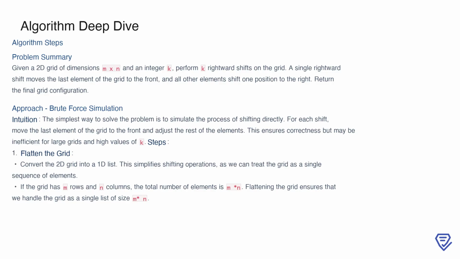The brute force approach to solve this is straightforward: simulate the shifting process directly. The first step in this approach is to flatten the grid. By converting the 2D grid into a 1D list, we simplify the task of shifting elements. Instead of dealing with rows and columns, we can treat the grid as a single sequence of elements. For a grid with m rows and n columns, this flattened representation will have m*n elements. Flattening makes the subsequent steps more manageable while preserving the order of the elements.